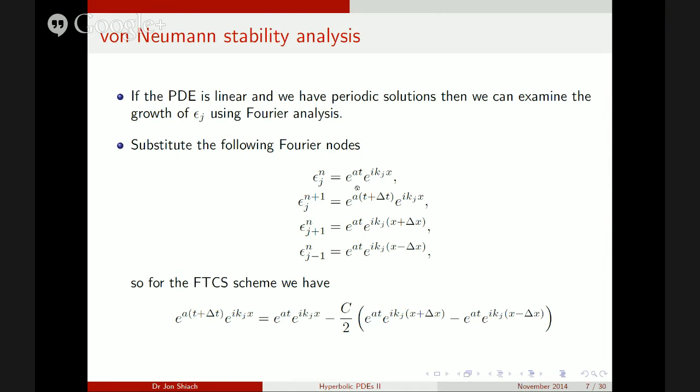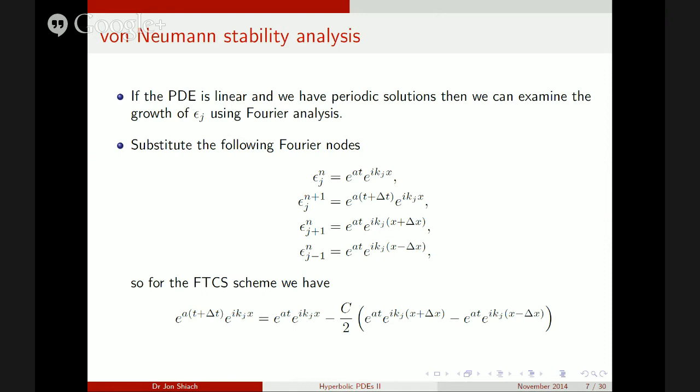So we have e to the at. Okay, a is just some number. t is our time, multiplied by e to the i, where i is the square root of -1, our imaginary number, k subscript j. Now this is what we call a wave number.